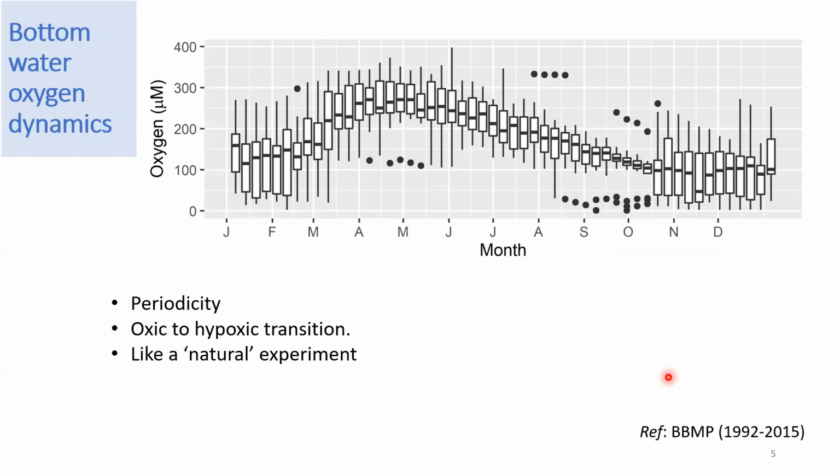If we look at the climatology of this station, at the depth of 60 meters, which is the deepest point of this station, we can see there is a nice seasonality in the oxygen concentration. In the winter, the deep water gets oxic due to winter mixing, and then slowly goes hypoxic, just like a natural experiment.